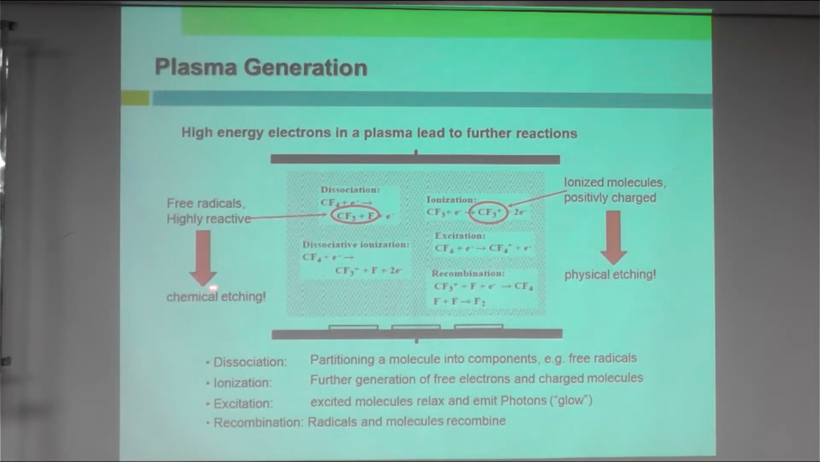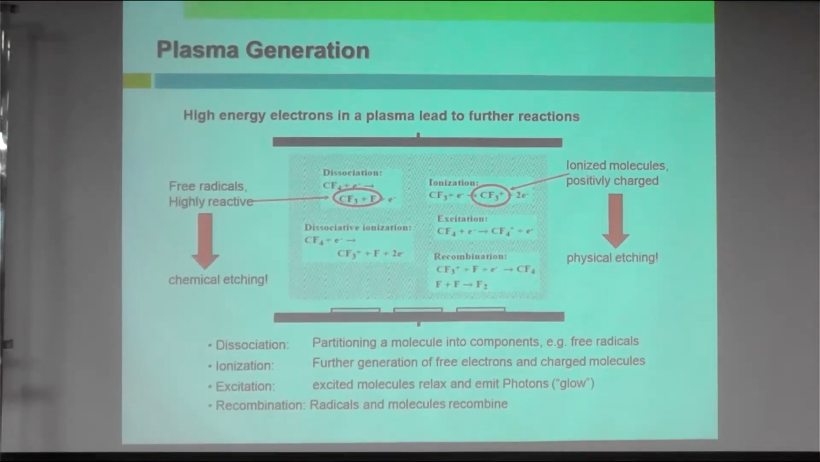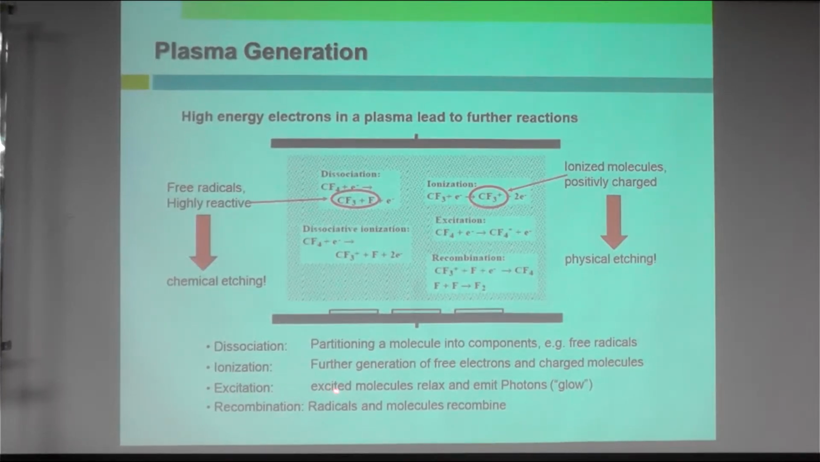And this side is the chemical etching process. Dissociation is partitioning a molecule into components. It creates free radicals, and ionization is a further generation of free electrons and charged molecules. Then excitation happens: excited molecules relax and emit photons. That is where you see the glow. And in recombination, radicals and molecules recombine.